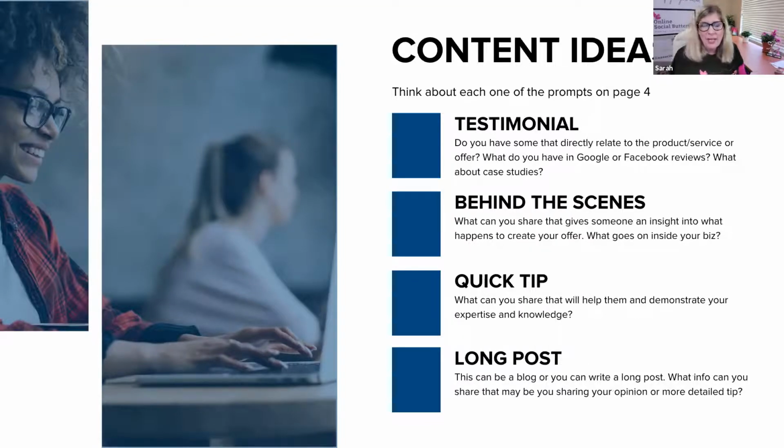Okay, so when it comes to content ideas, we've got some prompts. We're now on page 4 of our handout. What I want you to look at is these 4 questions and how they relate to the kind of content that you think you could create for your business. So we're going to spend a little bit of time on each one of these, and I'm going to go through them together one by one.